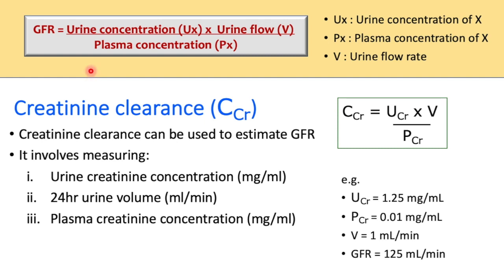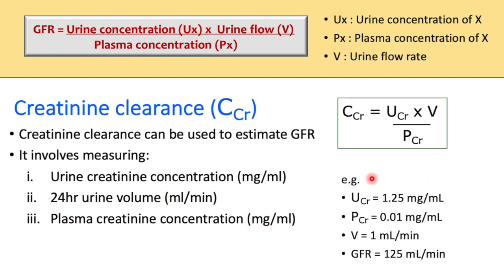So GFR is equal to the urine concentration of substance X. X can be anything that we want to measure, be it inulin, creatinine, or any other substance that you want to measure the clearance of. So urine concentration of X times urine flow divided by plasma concentration of that substance. So to estimate GFR using creatinine clearance, we need to get three measurements, which are urine creatinine concentration, 24-hour urine volume, and plasma creatinine concentration.